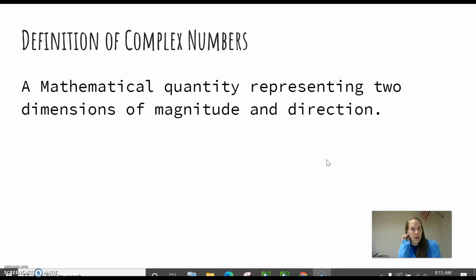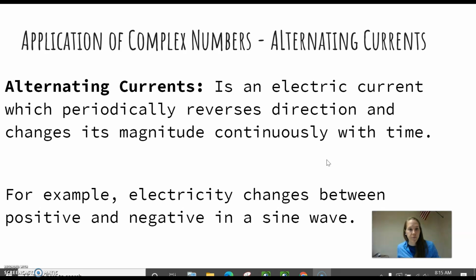These high school students currently understand complex numbers as a + bi, and they understand how to do operations with them. But I think using this definition shows them that there's really so much more to it than just those two terms.